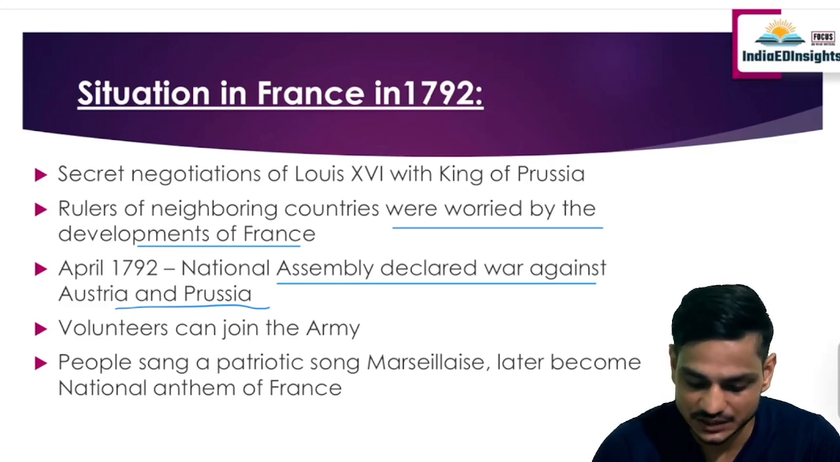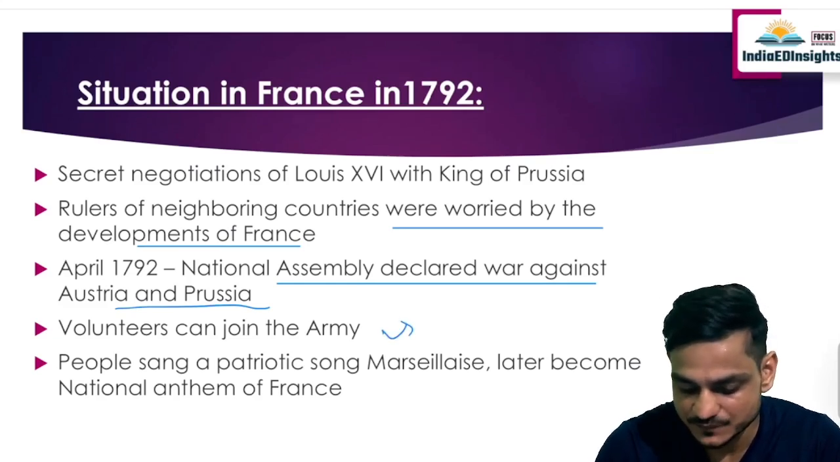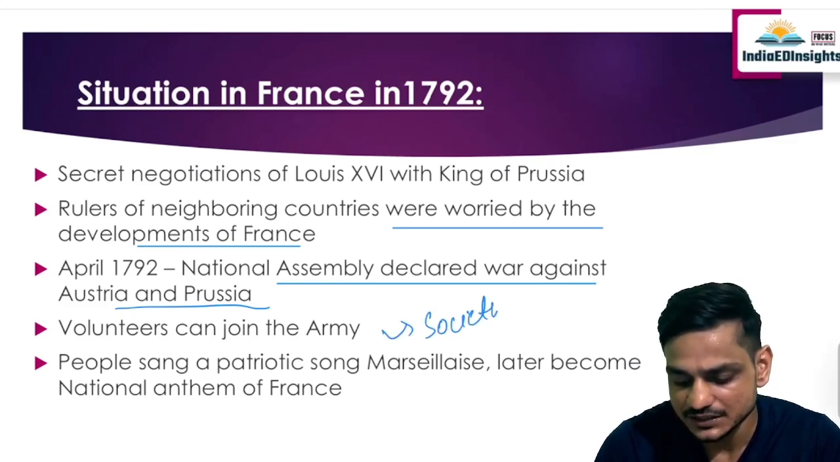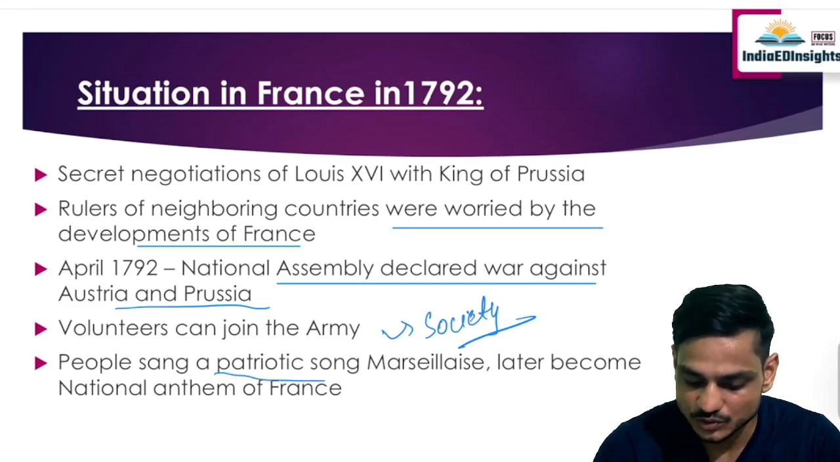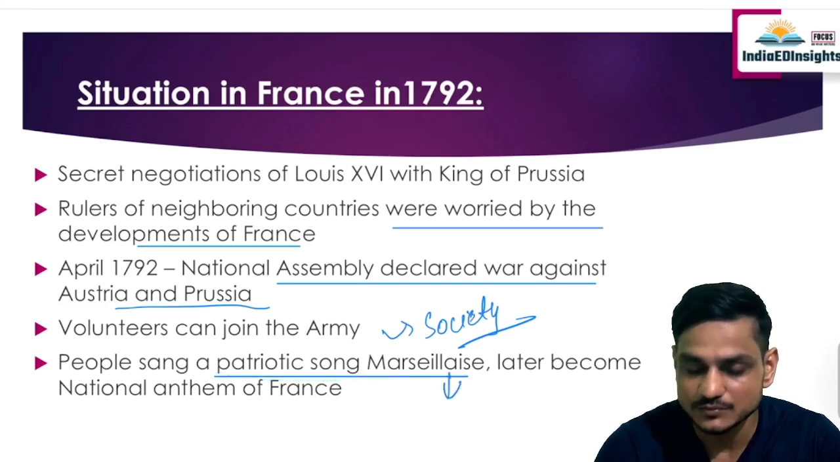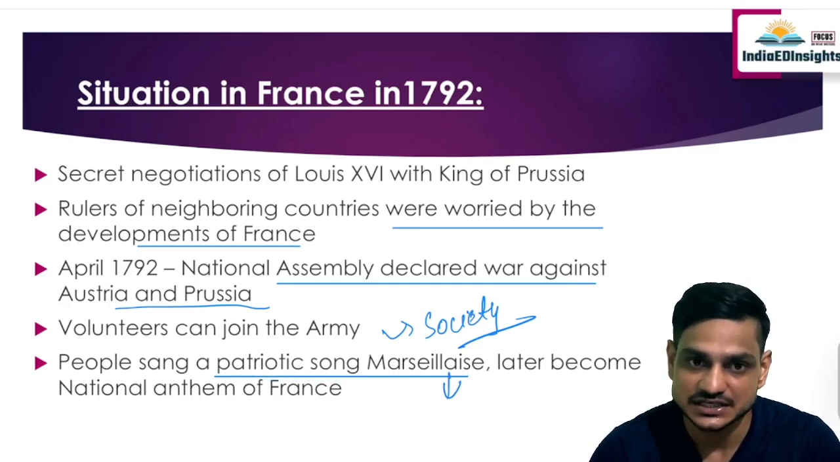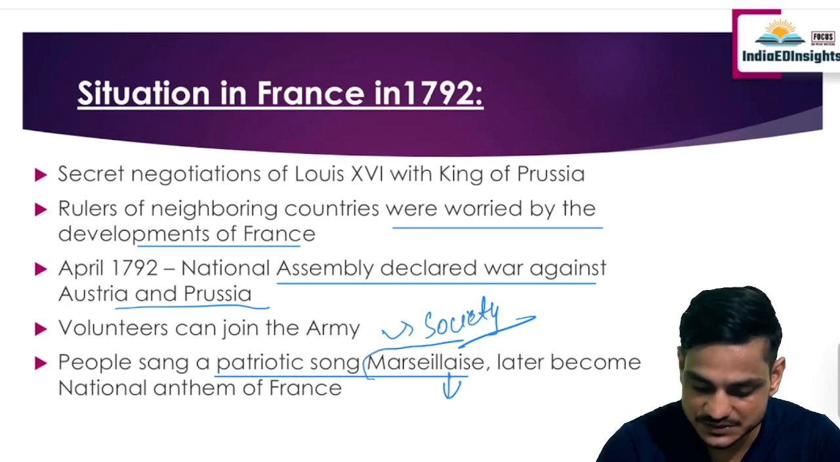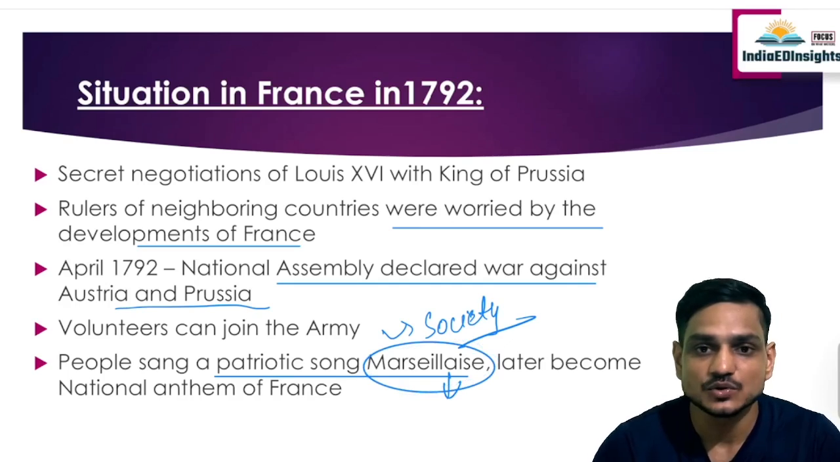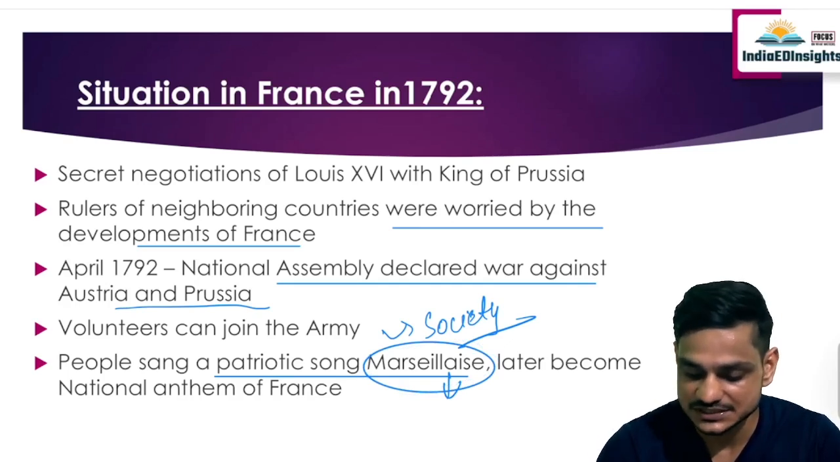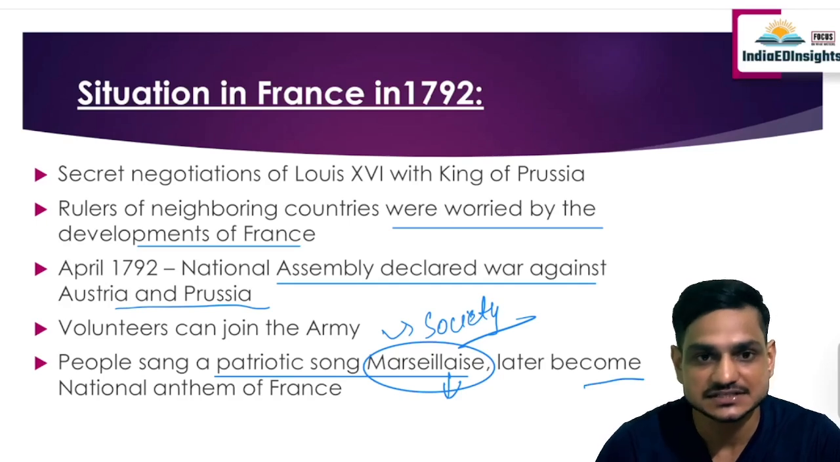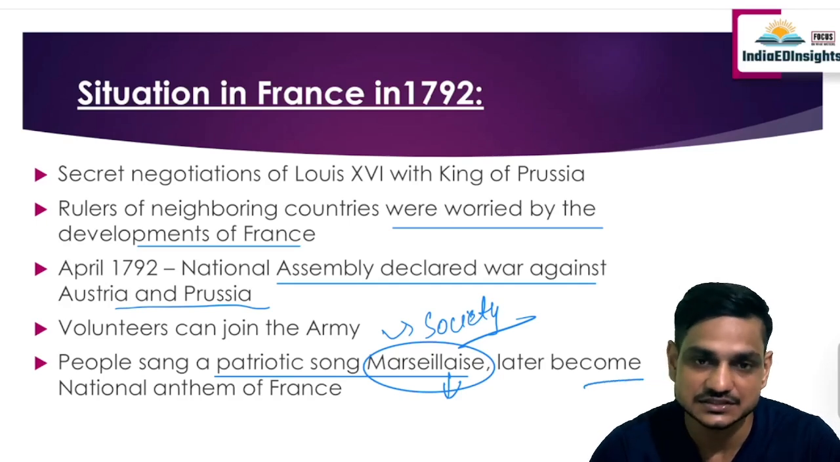Volunteers could join the army. Anyone from society could join the war. And people sang the patriotic song known as the Marseillaise. This song first started in a place known as Marseille. That's why they named that song the Marseillaise. Later this song became the national anthem of France. Clear? This was the situation in 1792.